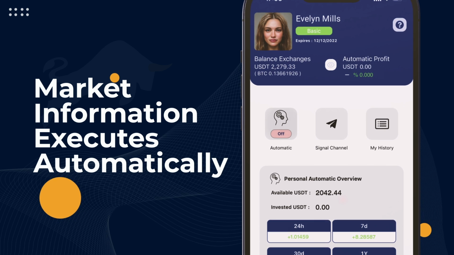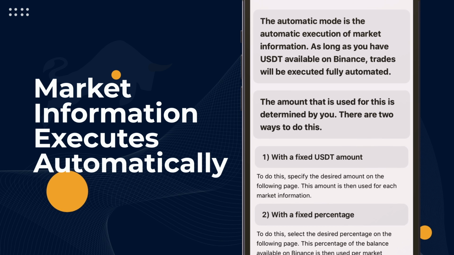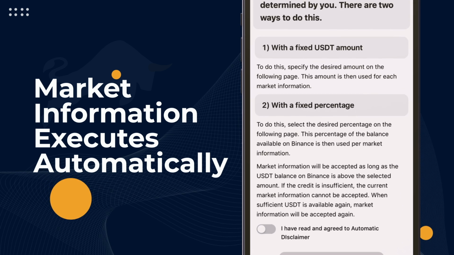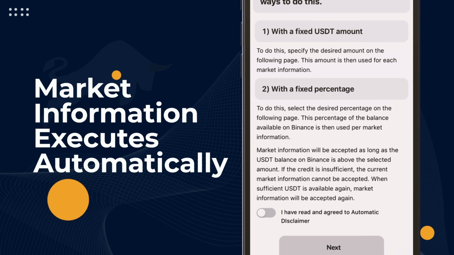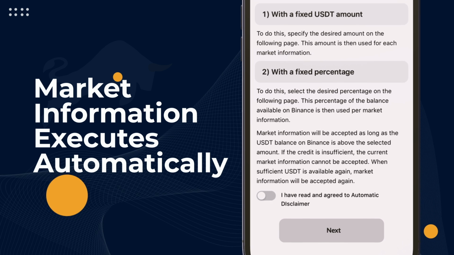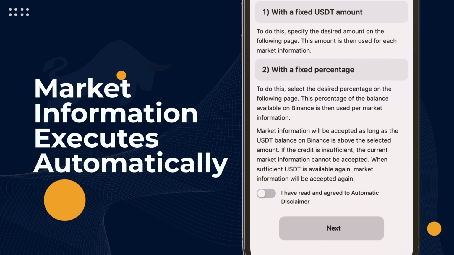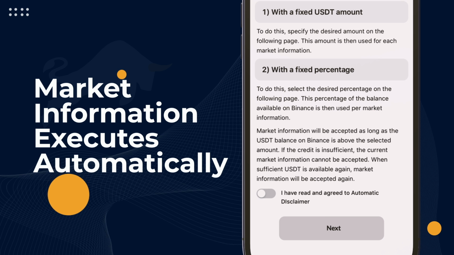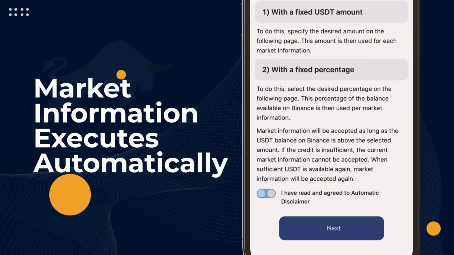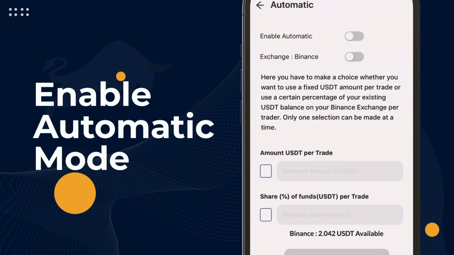After selecting Automatic, you will be presented with detailed information about how the automatic mode operates. Fixed mode is the processing of the amount you specify for each market separately. In percentage mode, the percentage you specify is adjusted according to your wallet amount and added to the transaction. The current market analysis will be discarded and canceled if your balance does not meet the minimum level by processing this percentage. After reading and marking the automatic mode description, we can switch to the automatic mode page.